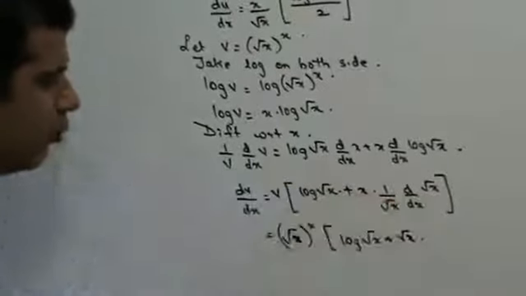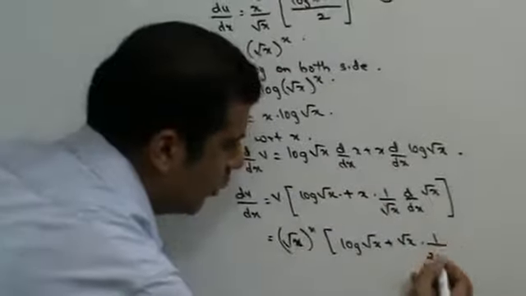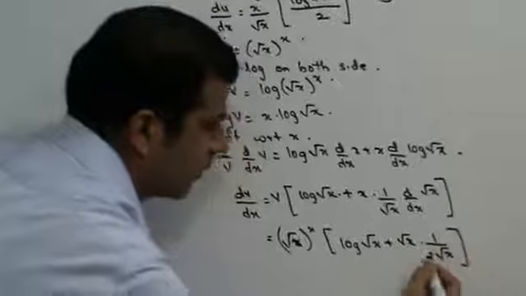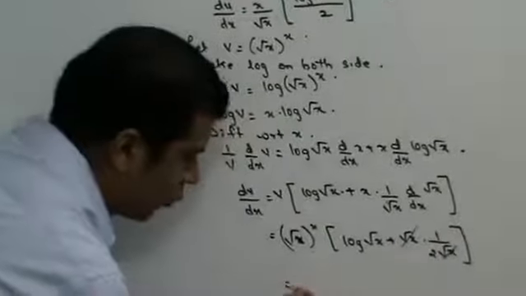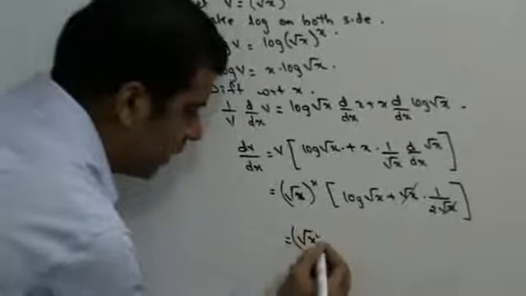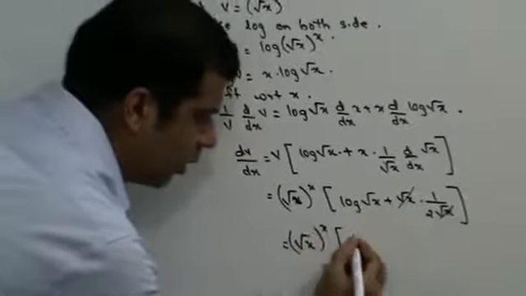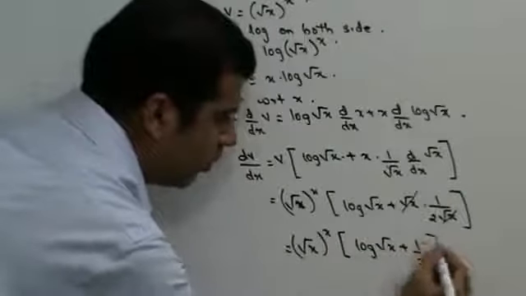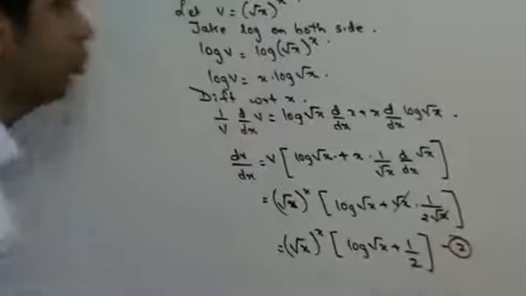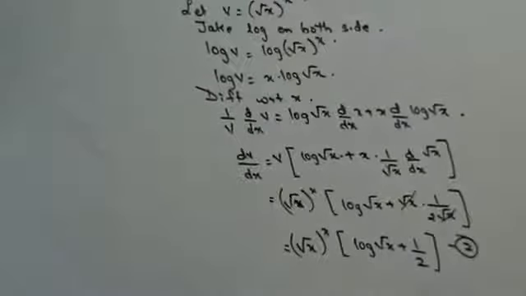d by dx of root x is 1 upon 2 root x. Root x further gets cancelled. So you will have root x raised to x log root x plus 1 upon 2. Call this as equation 2. So you have equation 1, equation 2.